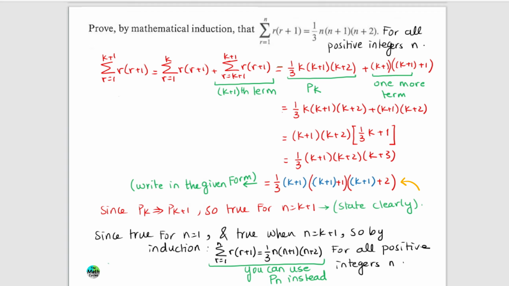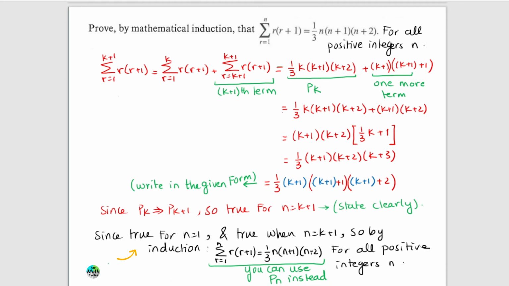So this is equal to 1 over 3 into k plus 1 into k plus 1 plus 1 into k plus 1 plus 2. And that's it. So since Pk is true, Pk plus 1 is also true. So this is true for n equals k plus 1.